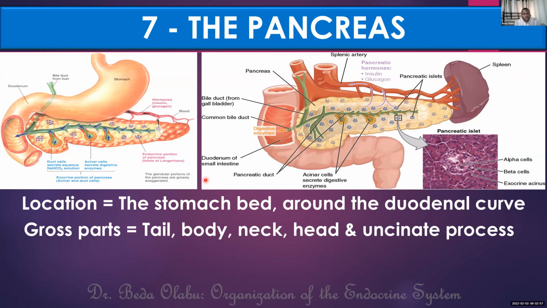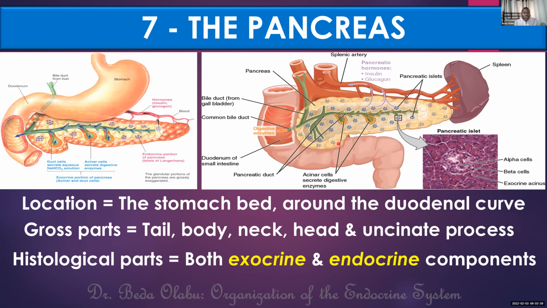In terms of gross anatomical parts, the pancreas has a tail, which is that one extending to the left. It has a body, which is the major part. It has a neck, which is this region there. It has a head, which is this big part. The lower part of the head has a small extension, which we call the uncinate process. So that's the uncinate process. It's basically the lower part of the head. So those are gross anatomical parts.